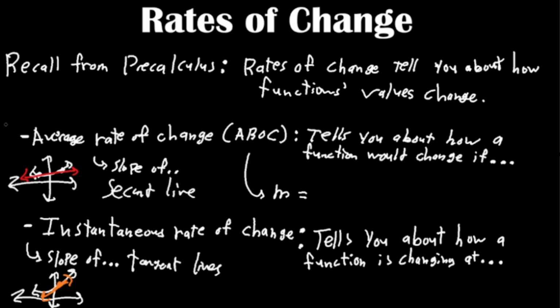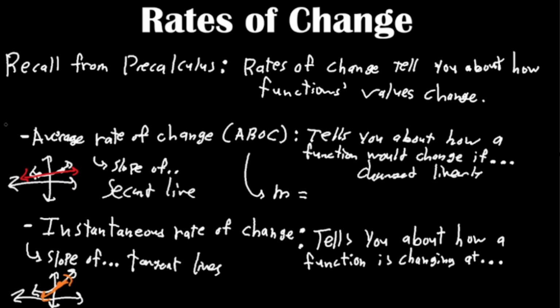So an average rate of change tells you how the function would change if it changed linearly, right? If it increased or decreased by the same amount over equal changes in the input. But that's not necessarily how functions always change. So average rates of change, that's why they're called an average, because they just give you how the function would change on average if it changed linearly.